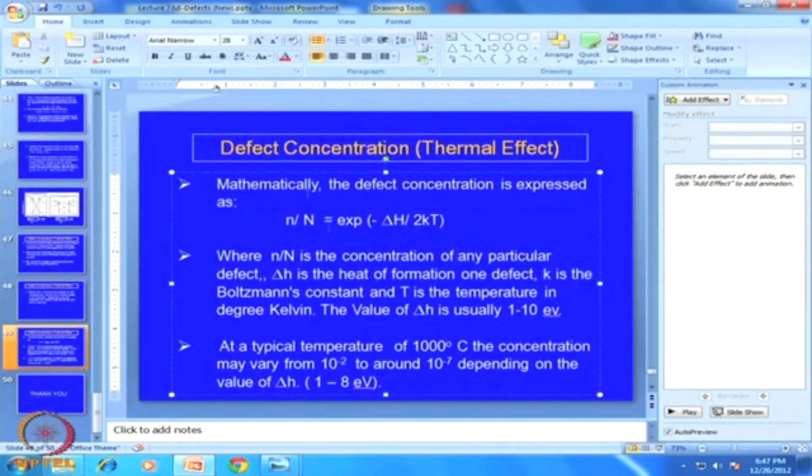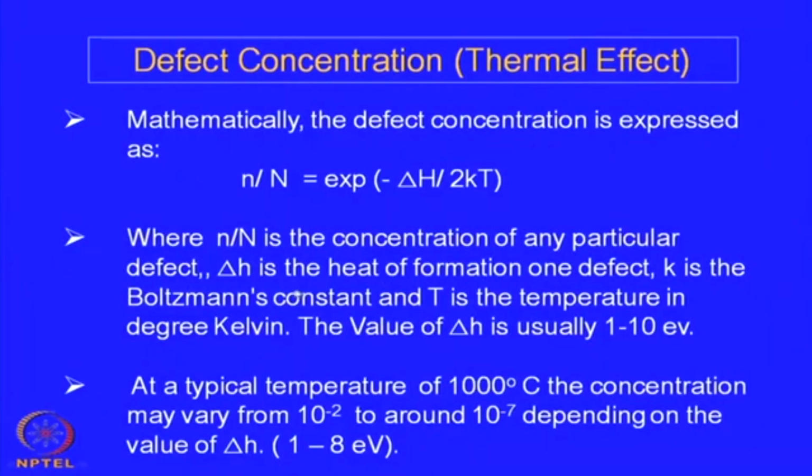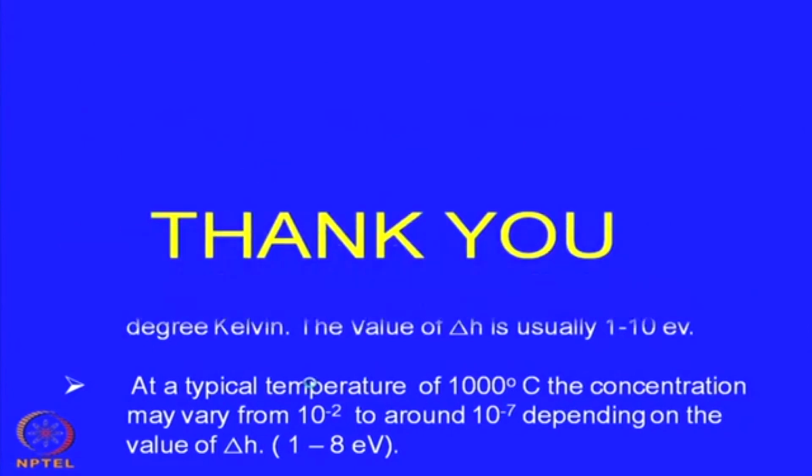So, n by N is the concentration of any particular defect, delta H is the heat of formation of one defect, k is the Boltzmann constant, and T is the temperature in degree Kelvin. The value of delta H is usually 1 to 10 electron volt. At a typical temperature of 1000 degrees centigrade, the concentration may vary from 10 to the minus 2 to around 10 to the minus 7, depending on the value of delta H, which may vary from 1 to 8 electron volt.